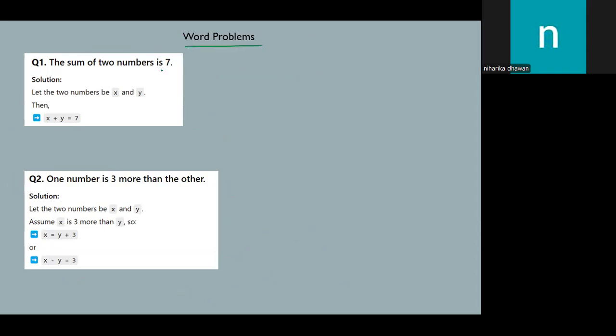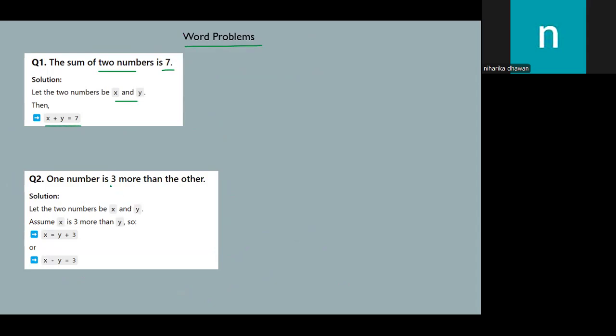The sum of two numbers is 7. So we have to write this word problem in the form of a linear equation in two variables. Suppose those two numbers are x and y, and it's given that the sum of those two numbers is 7. So it means x plus y equal to 7.